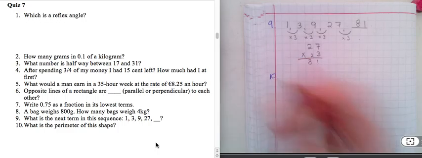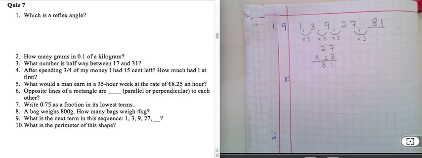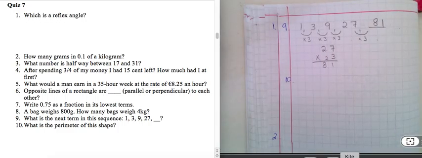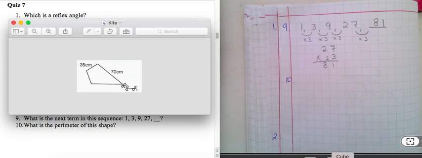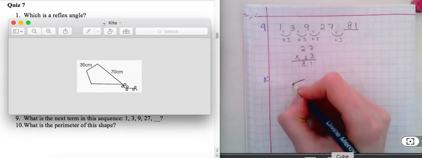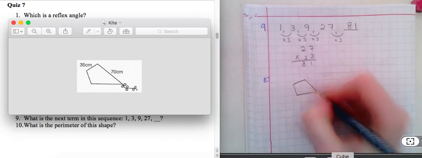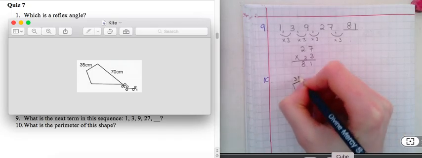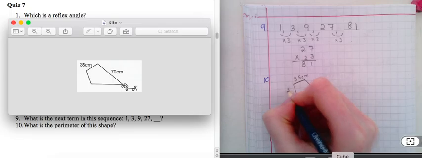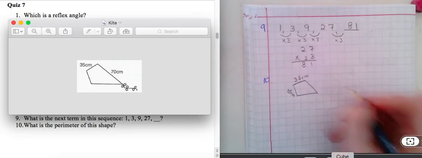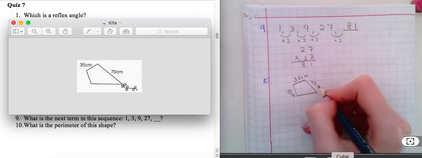Now question 10. What is the perimeter of this shape? And our shape, if we look at it, it looks like this. So it is a kite. And if my top is 35 centimeters, this other one must be 35. And my two longer sides then must both be 70.